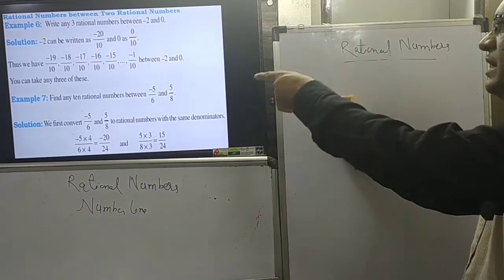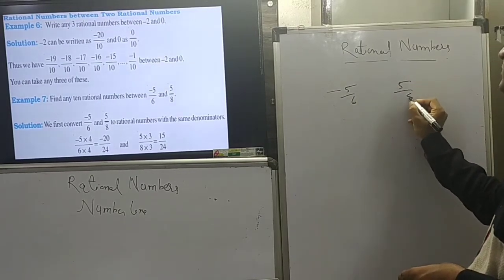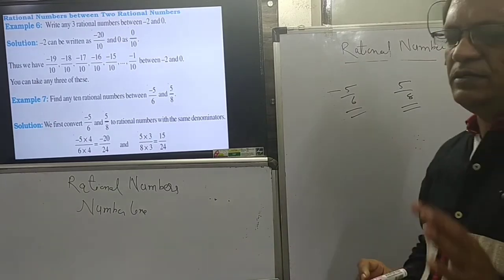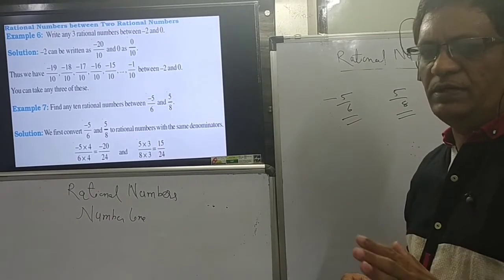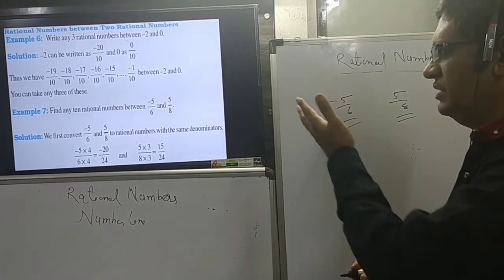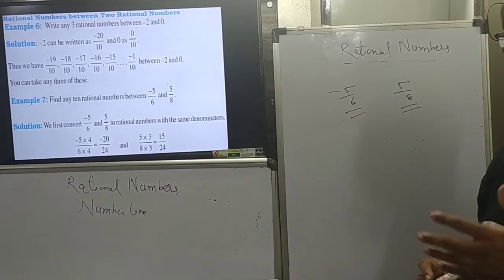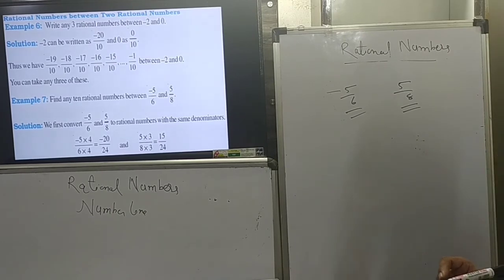Let us find 10 rational numbers between minus 5 by 6 and 5 by 8. Let me make it clear to you: there are infinite rational numbers between two rational numbers, so everybody will get a different answer. Suppose any student got a different answer than me, then if the method is correct, that is the right answer, because it totally depends on the number by which we are multiplying numerator and denominator.